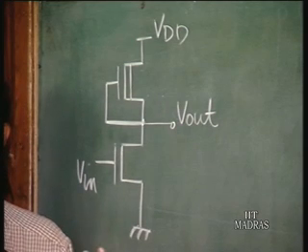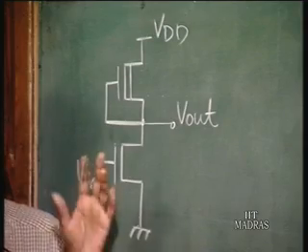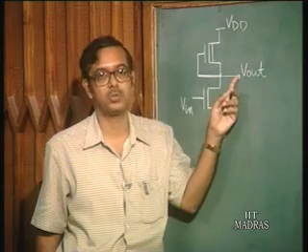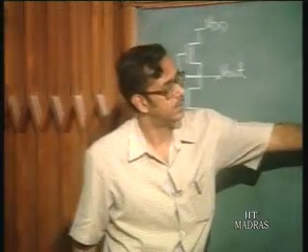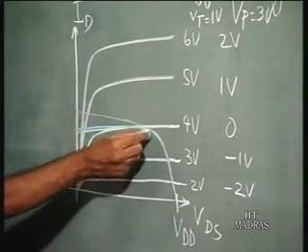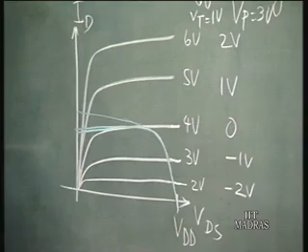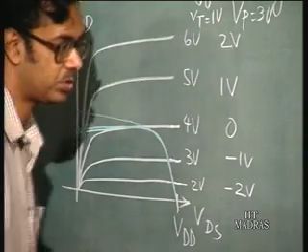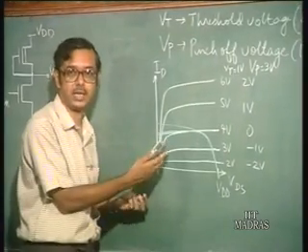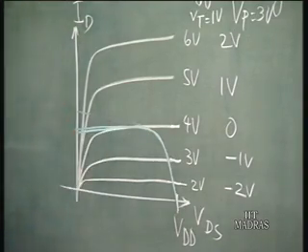This is called body effect. The threshold voltage of the MOSFET, or the pinch off voltage in this case, is not a constant as such, but actually becomes a function of the output voltage. Because of that, it is not actually very flat, but there is a slight increase in current as the drain to source voltage, the output voltage of this inverter, changes. All right. So anyway, let us look at these characteristics.